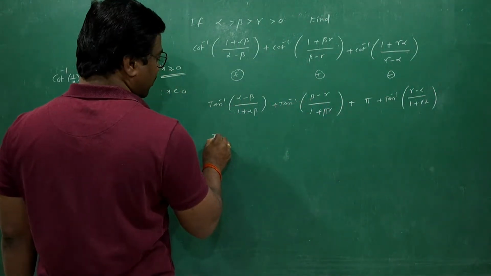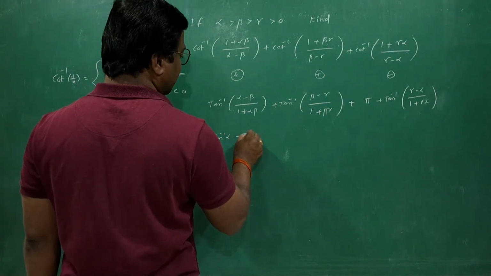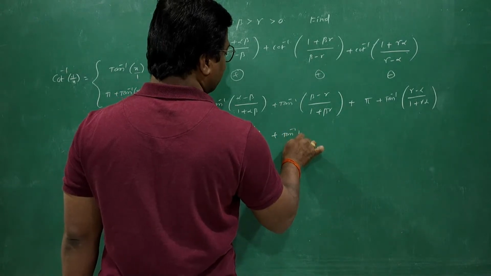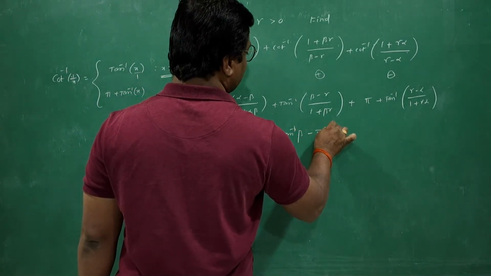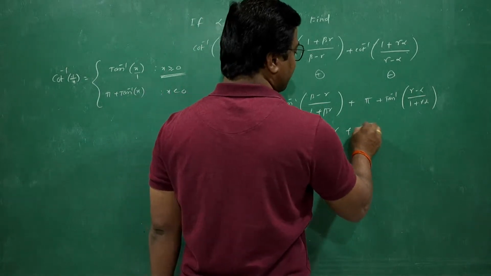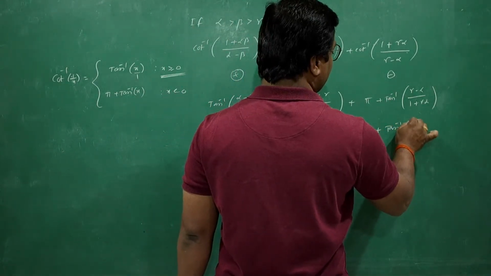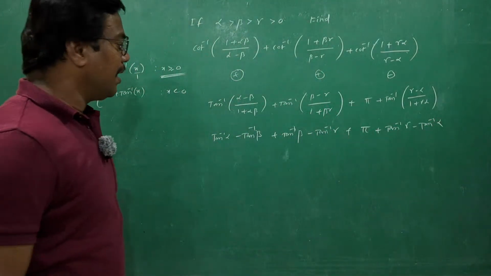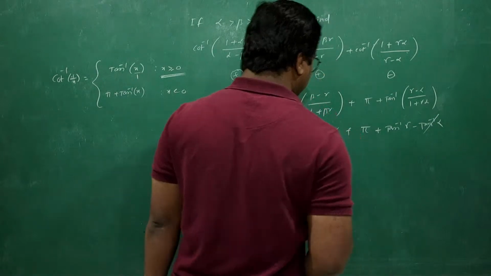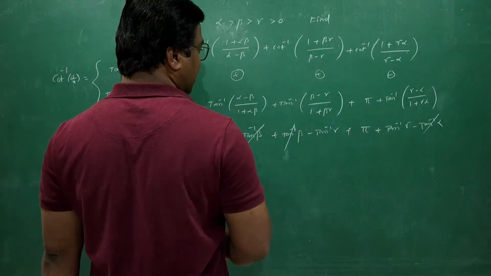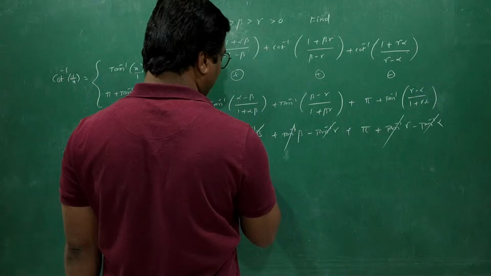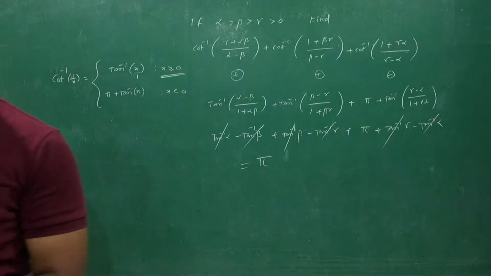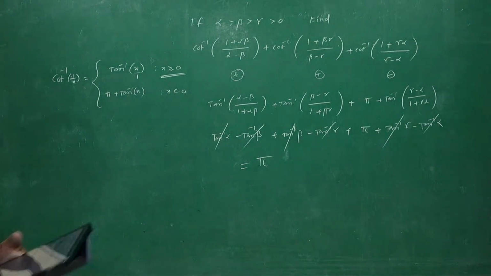This is the formula for tan inverse alpha minus tan inverse beta. This is tan inverse beta minus tan inverse gamma, and this is pi plus tan inverse gamma minus tan inverse alpha. Cancelling tan inverse alpha, tan inverse beta, tan inverse gamma terms, it gives the answer pi. That's all. A very simple question from inverse trigonometry.